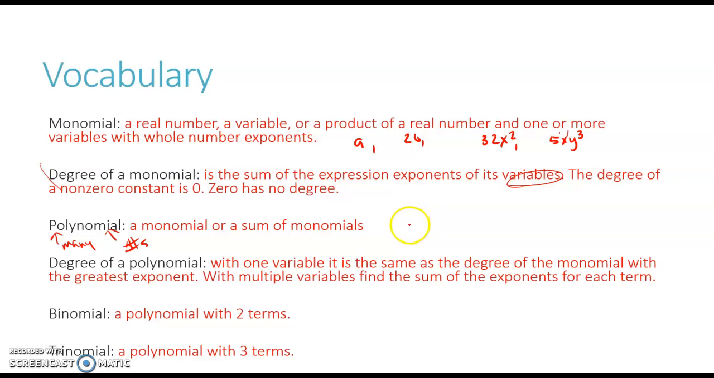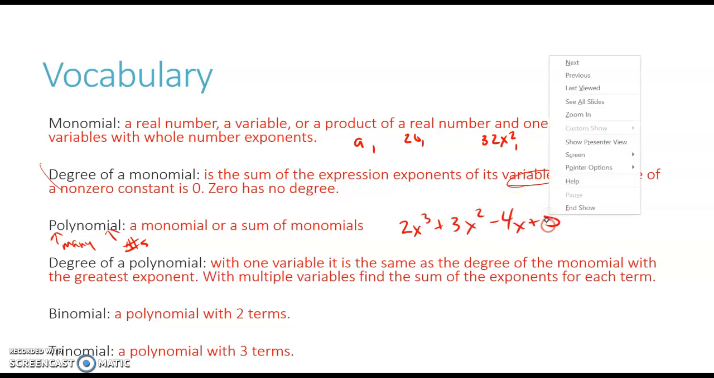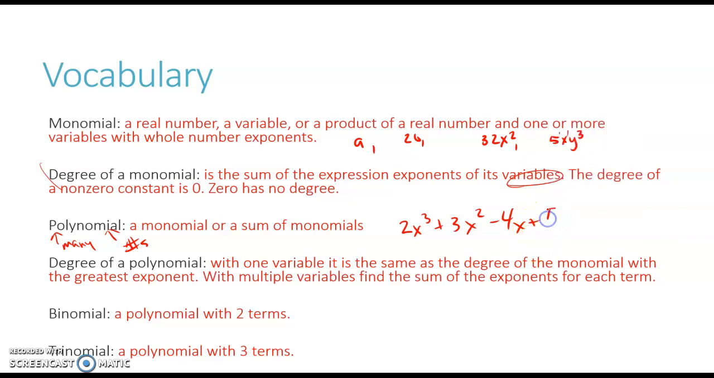Some polynomials would be like 2x cubed plus 3x squared minus 4x plus 7. I wrote 5 instead of 7, so minus 4x plus 5. All right, so this is a polynomial of 4 terms, but it is a sum of monomials. That's the way to think of it.